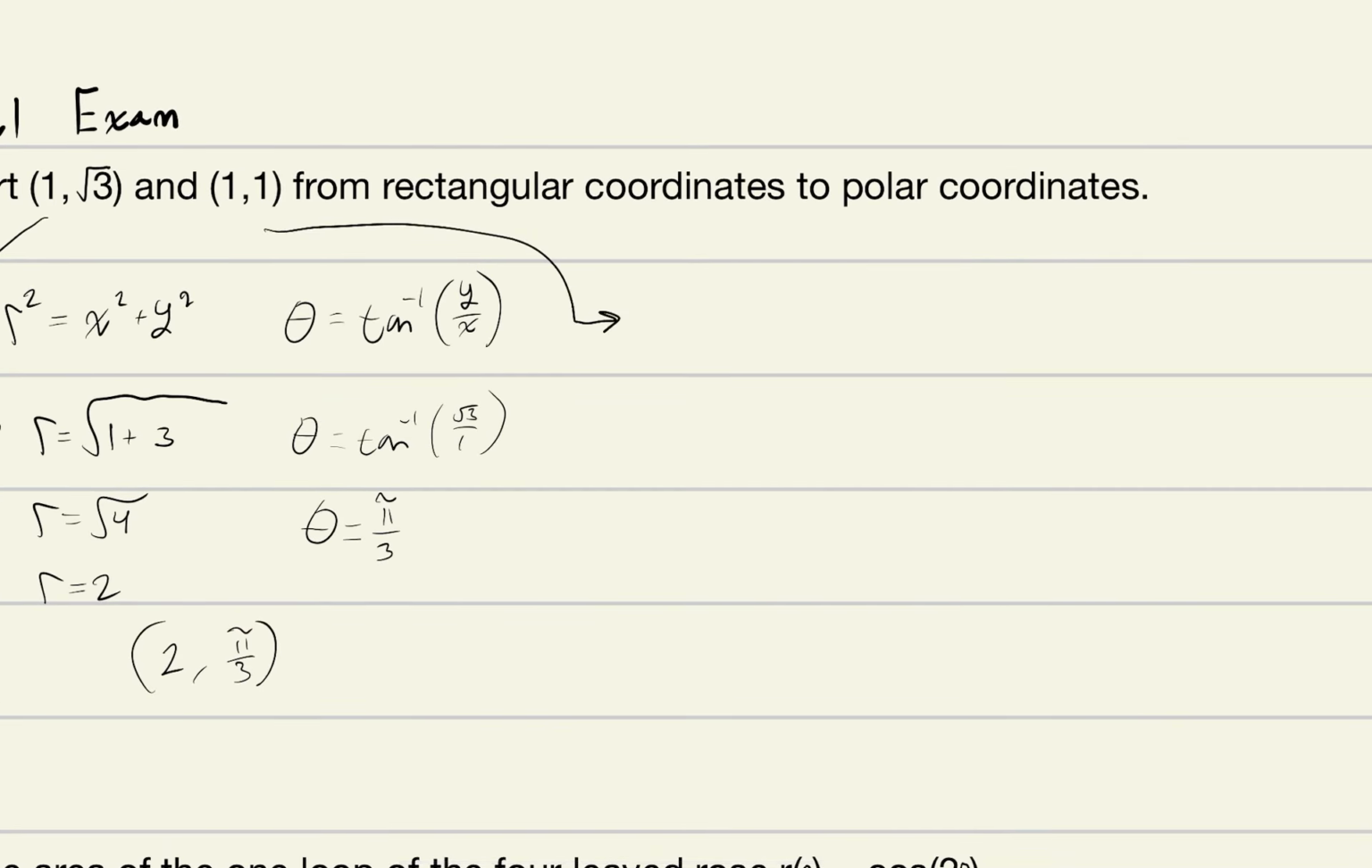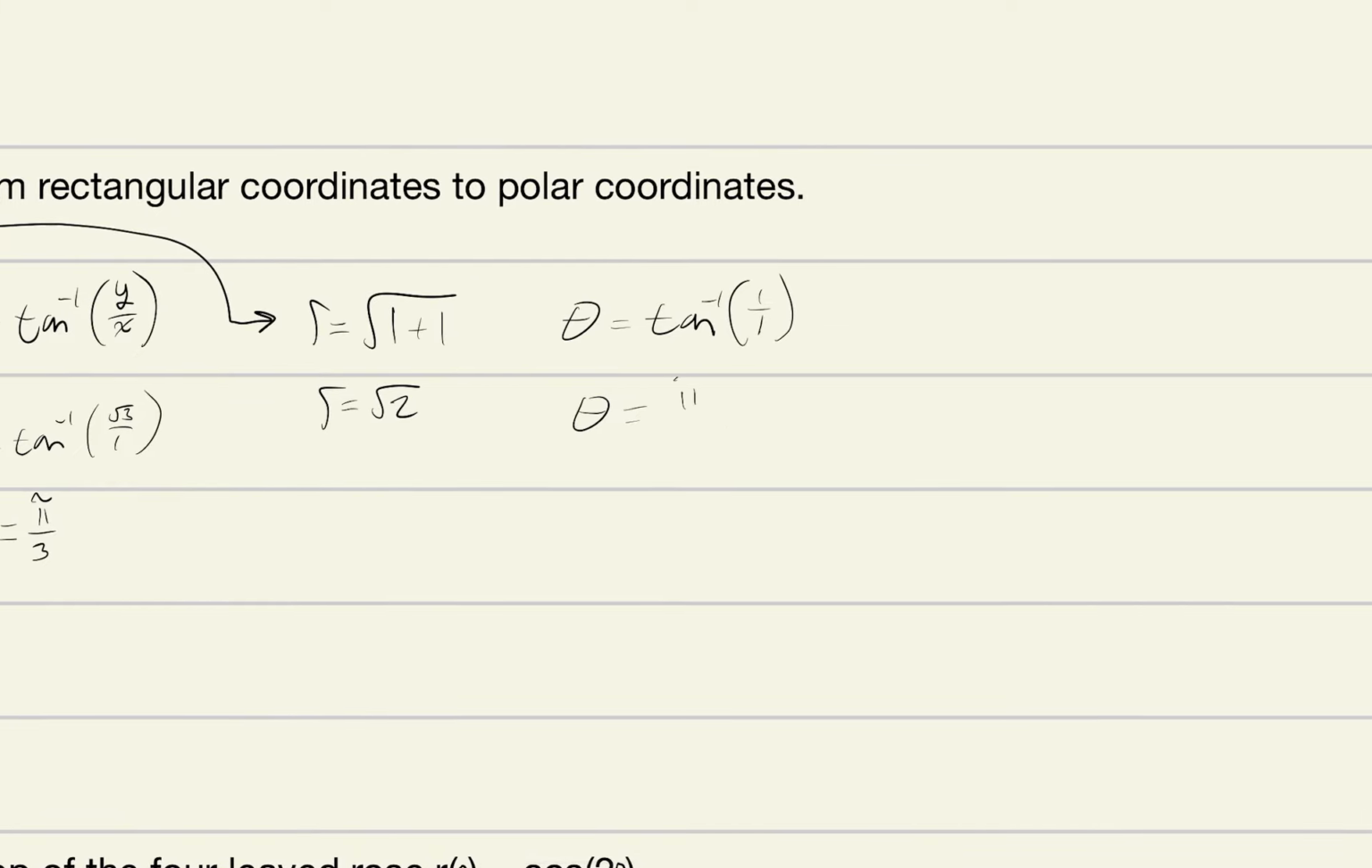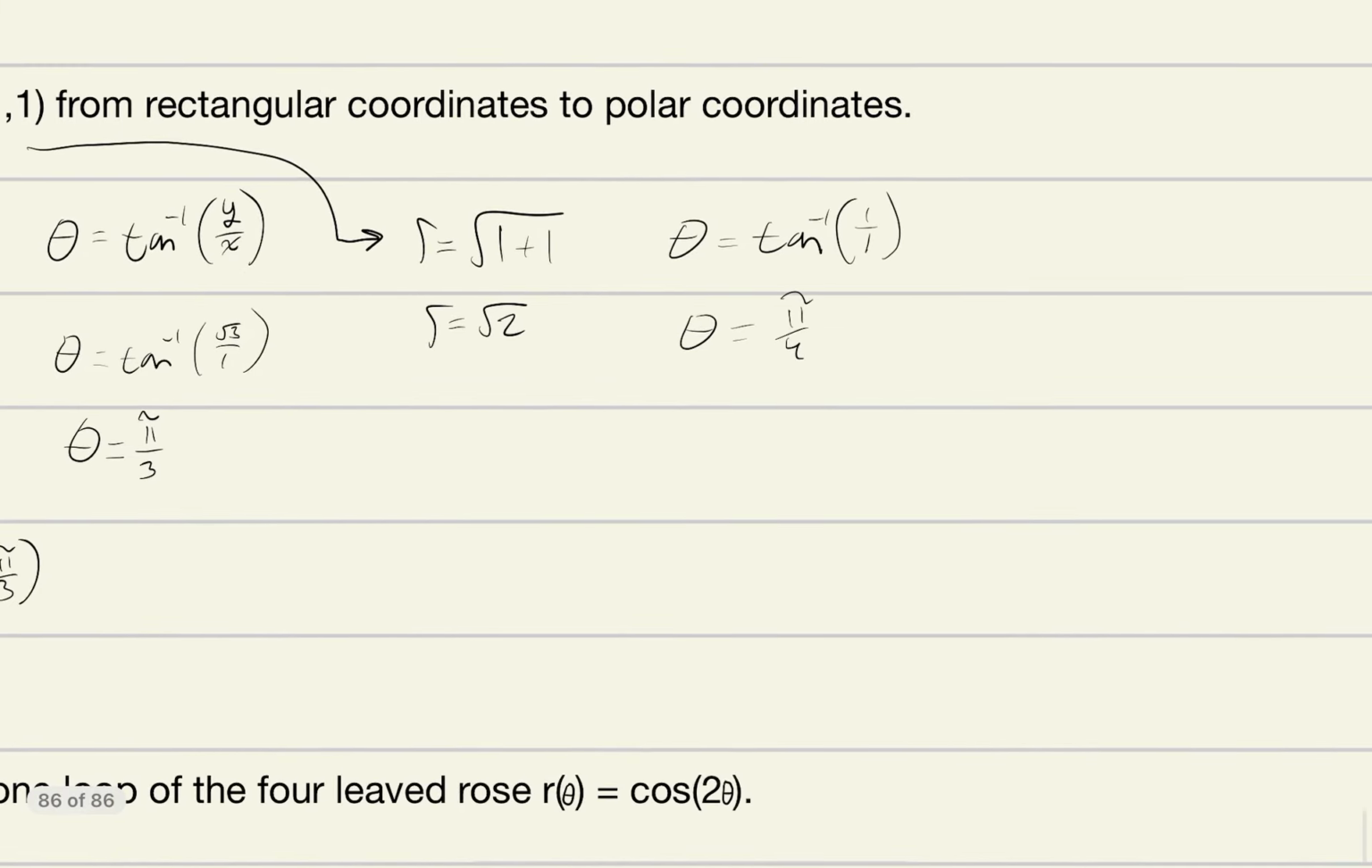Next, we can say r is equal to square root of 1 squared plus 1 squared, so r is equal to square root of 2. Theta is equal to tan inverse of 1 over 1, which would make theta equal to pi over 4. So our next coordinate is (square root of 2, pi over 4).